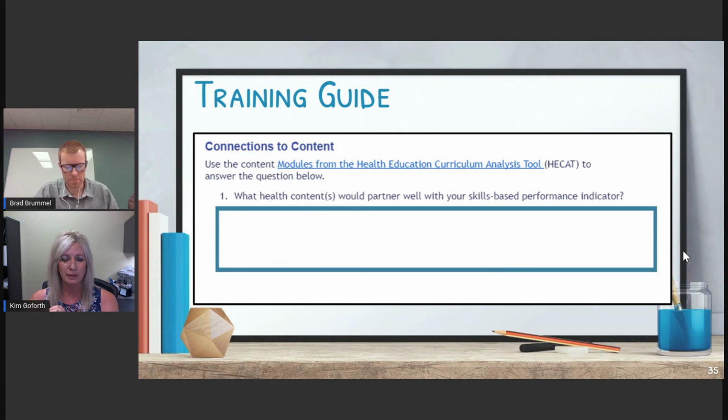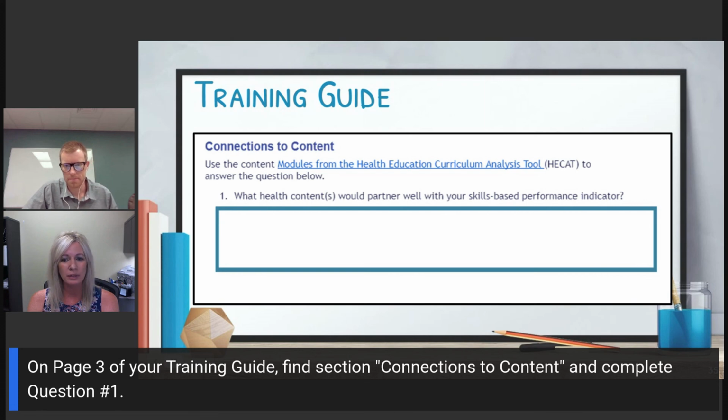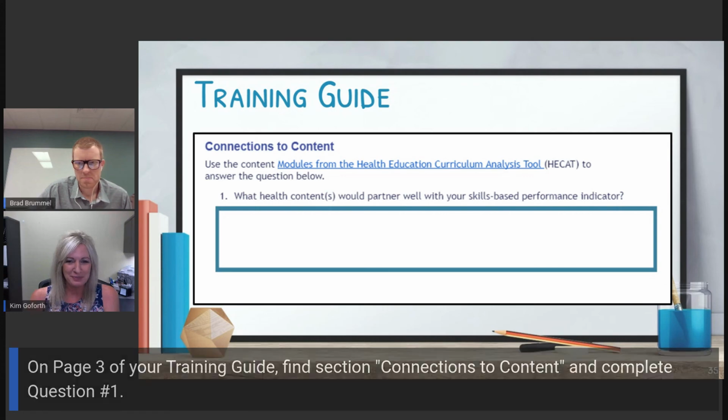It's a powerful one. So we want you to make some of those same content connections with that performance indicator that you have been working with through your training guide today. And so if you access the HECAT modules, make your connections, reflect those there on page 3 in your training guide, and you'll kind of come full circle, marrying content with this skills-based health education.